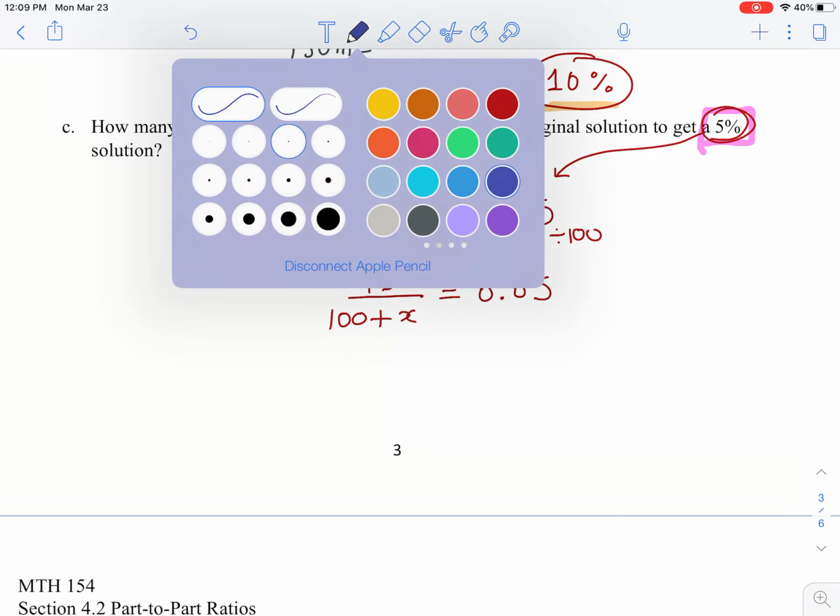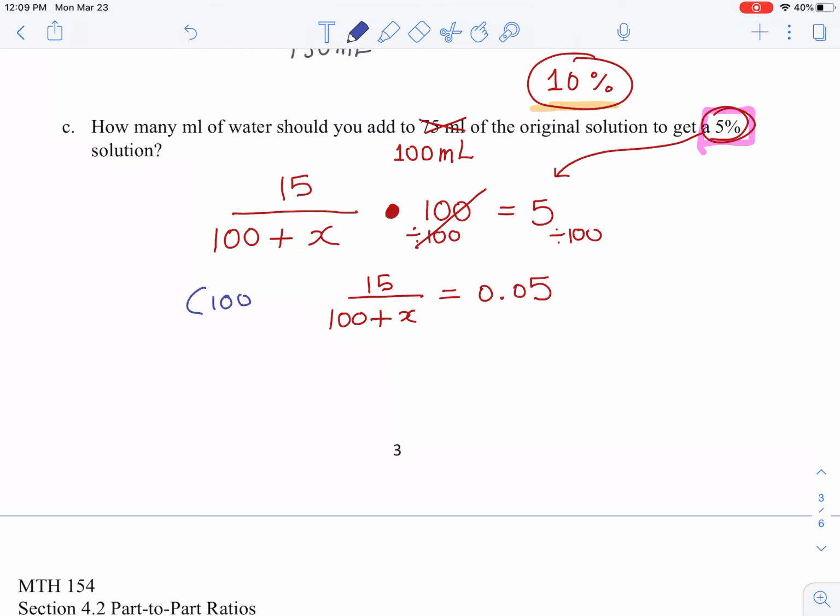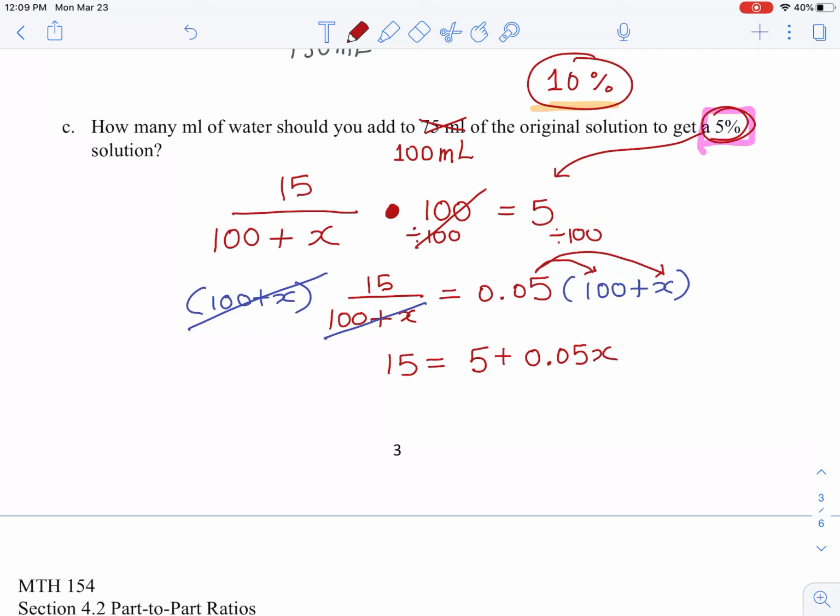Now, to get rid of this fraction, I will multiply both sides by that denominator, 100 plus X. If I do that, this denominator and that 100 plus X cancel out, leaving us with just 15 on the left side. And on the right side, you know what? I will distribute. We didn't have to, but we can distribute both sides and get 5 plus 0.05x, right? All right, subtract 5 from both sides.